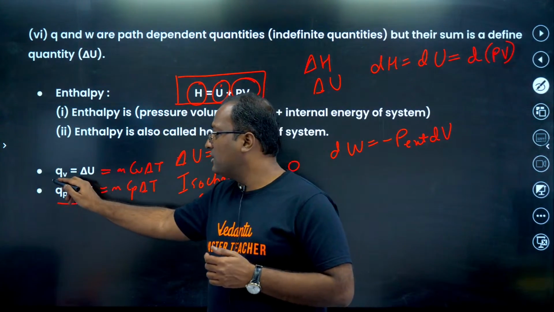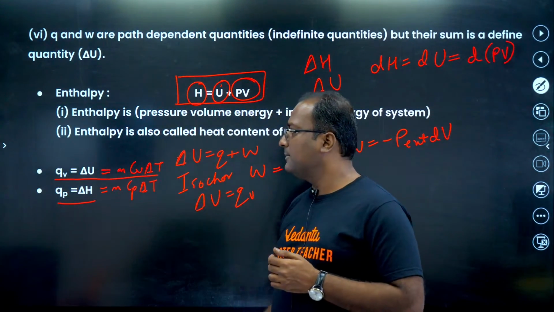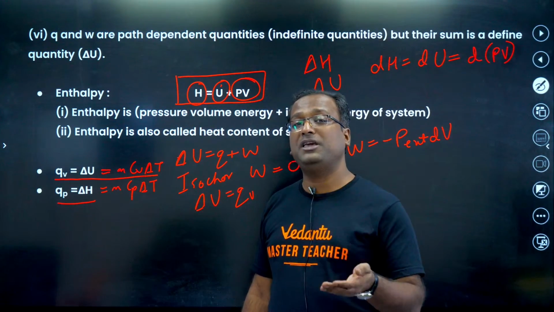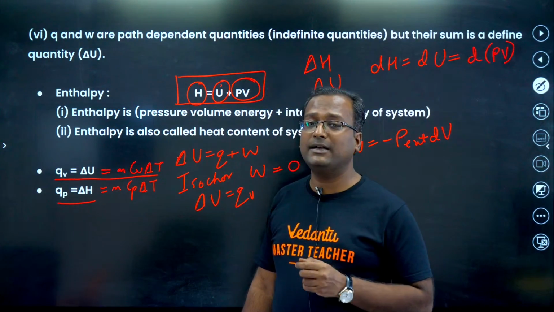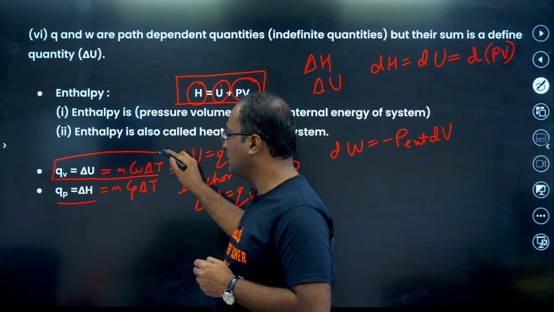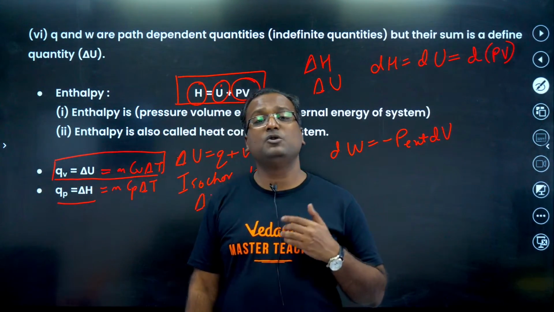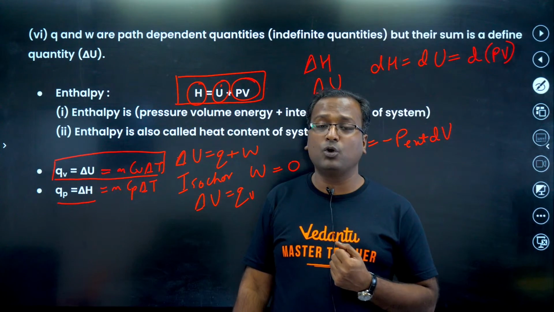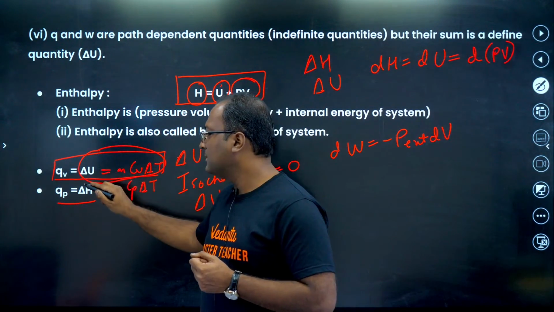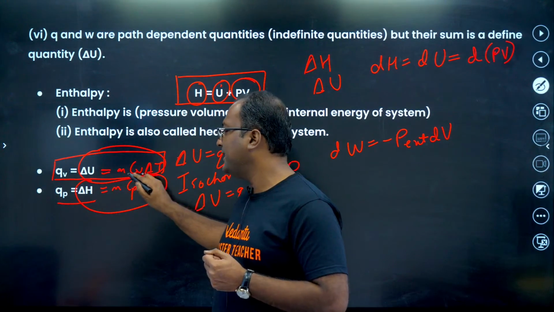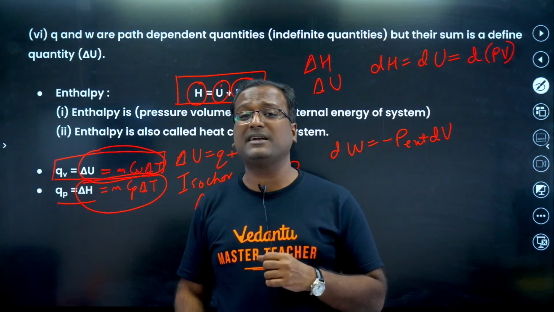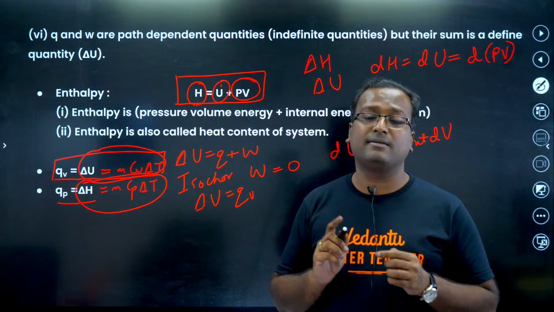Can I use this formula always? QV equal to del U equal to NCV delta T? No. This entire thing, you cannot use always. You can only use when you have isochoric process. But if we talk about just this part, del U equal to NCV delta T, del H equal to NCP delta T, is this valid always irrespective of the process?